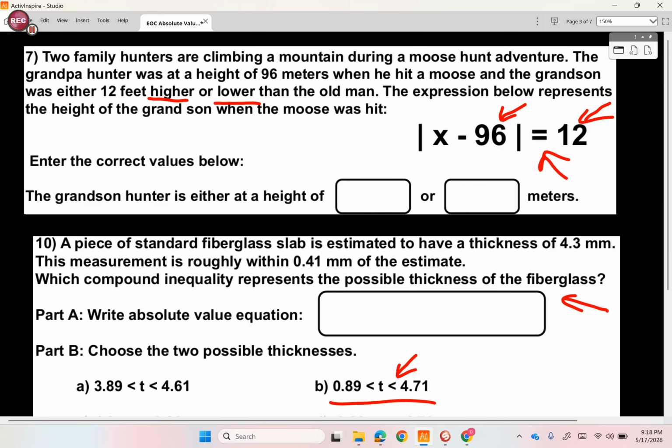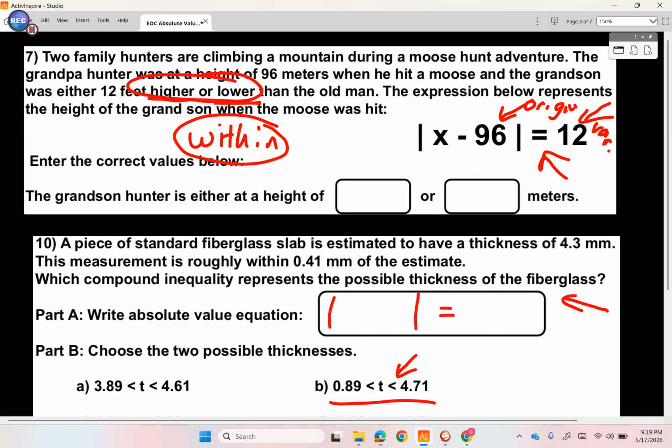So the word that we have to underline here is higher or lower or above and below, within. Any of those phrases or words mean, oh, it's an absolute value equation. So now to solve the equation, you just solve it twice like we did on the previous page. But to create the equation, it's always x minus the original equals the variance.